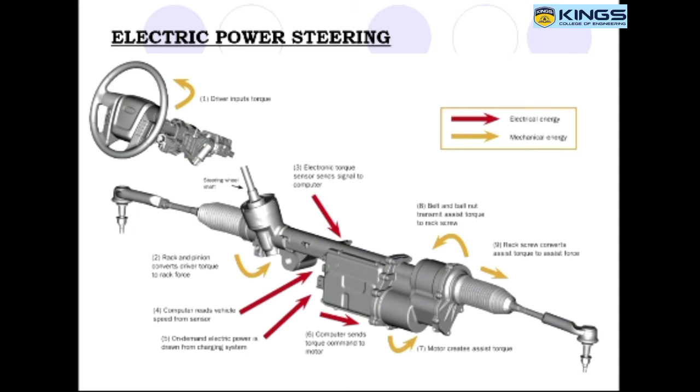The computer reads vehicle speed from the sensor and demand electrical power is drawn from the charging system. Then the computer sends the torque command to the motor. Then the motor creates the assist torque. Then the belt and ball nut transmit assist torque to the rack screw. The rack screw converts the assist torque to assist force. So the vehicle is turned.